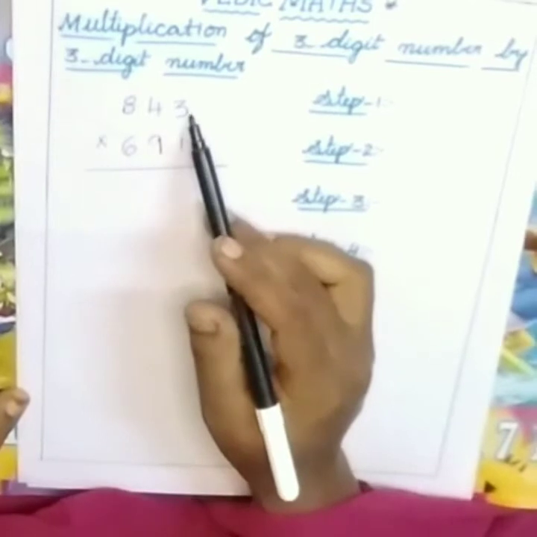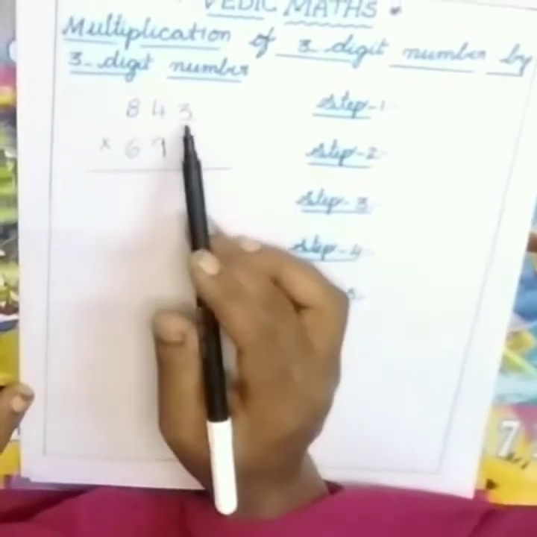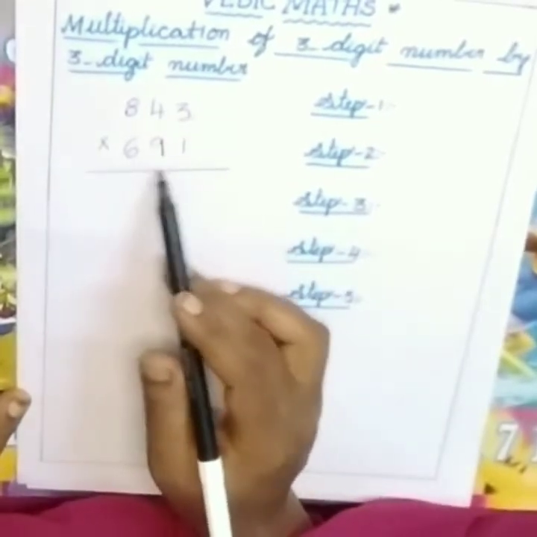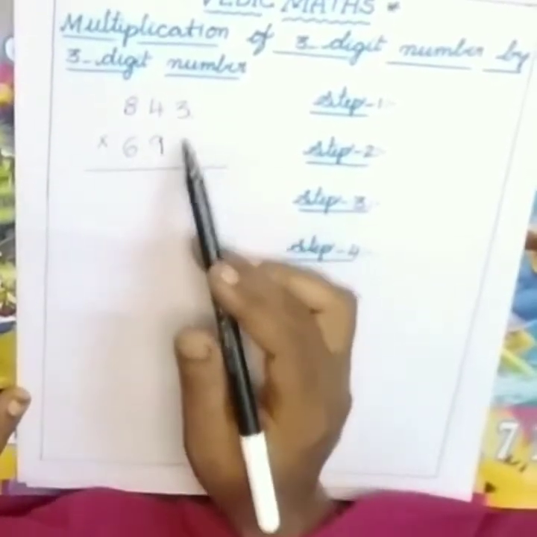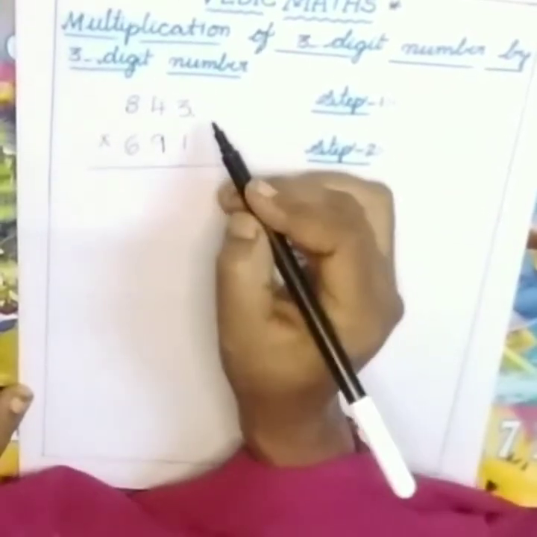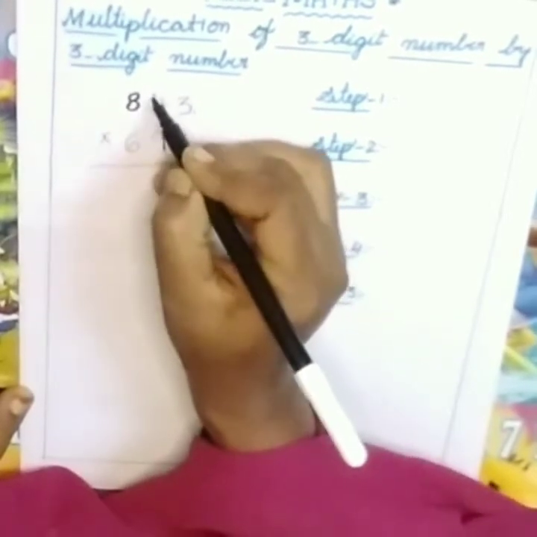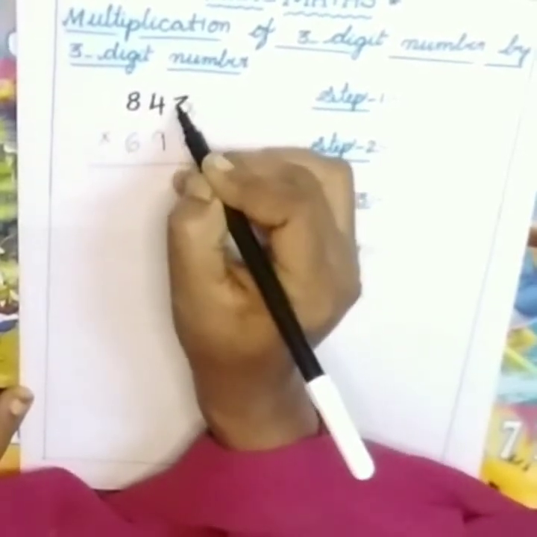Now I will explain to you the multiplication of 3-digit by 3-digit. In multiplication we have a multiplicand and a multiplier. These are the parts of the multiplication. In the multiplicand we have 3 digits and in the multiplier also we have 3 digits. The result we obtain is called the product. I will explain this through an example.